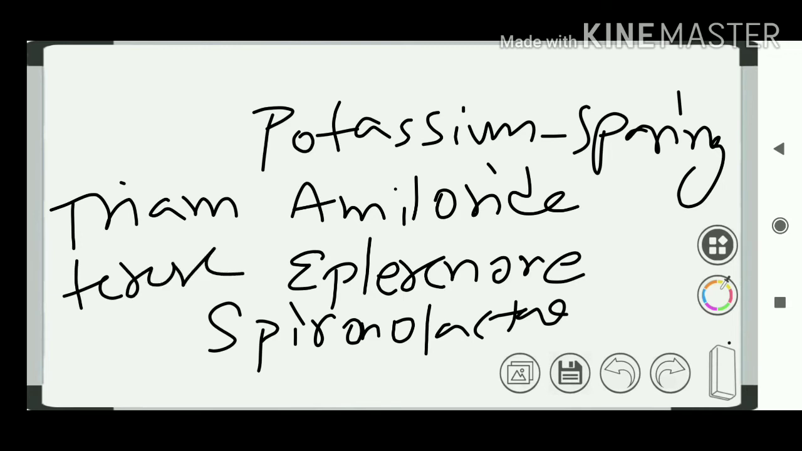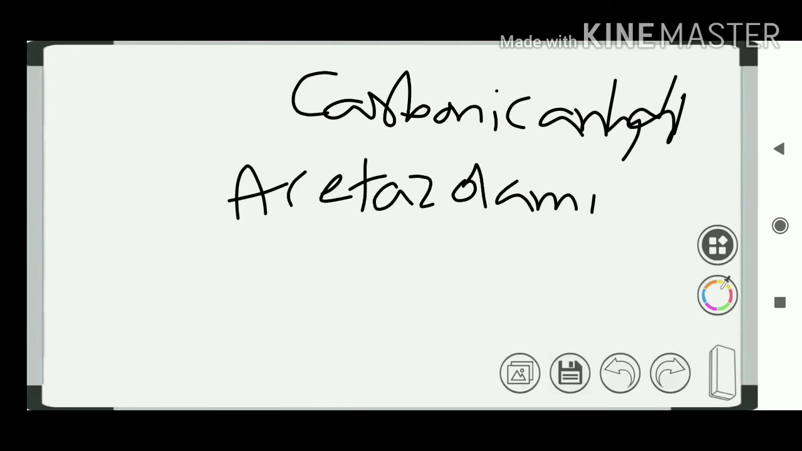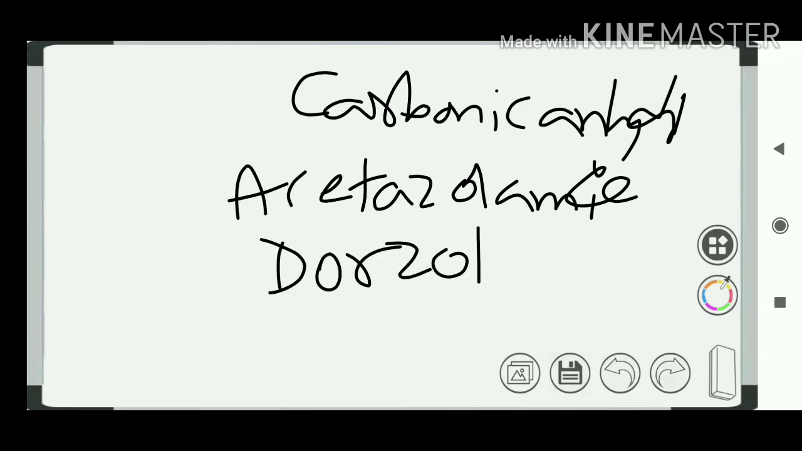Next, apart from that, what do we have? We have carbonic anhydrase inhibitors. What are those? Acetazolamide, then apart from that, dorzolamide. So these are the examples.